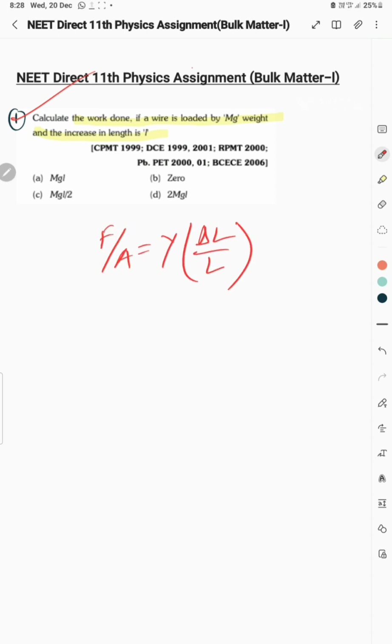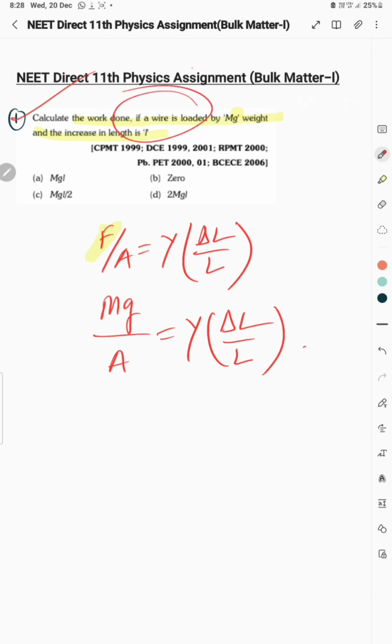This is how we write Hooke's law. Now instead of F, we have to put mg. So it is mg by A is equal to Y delta L by L. Now, how much work is done in stretching it and causing the length increase by L? Here, instead of delta L, you better write L.